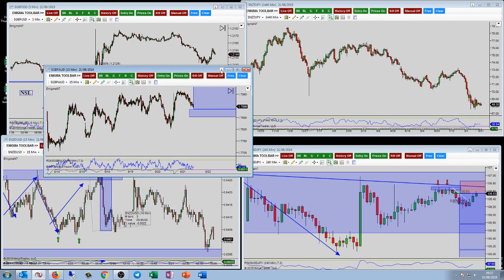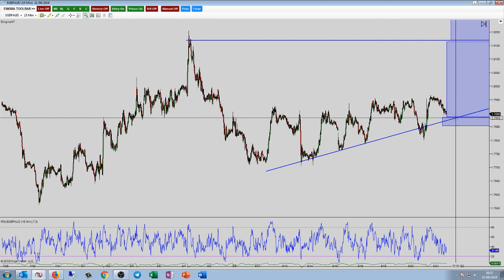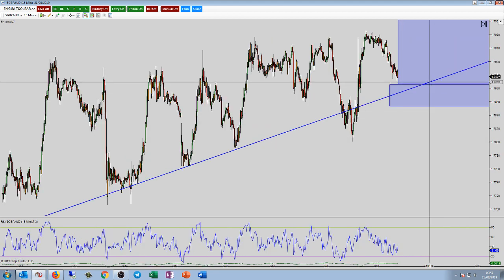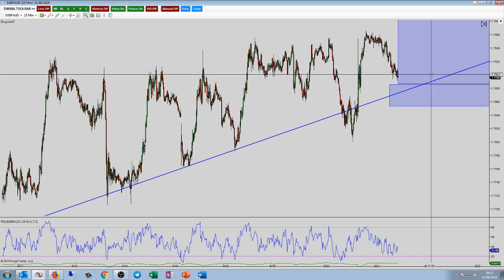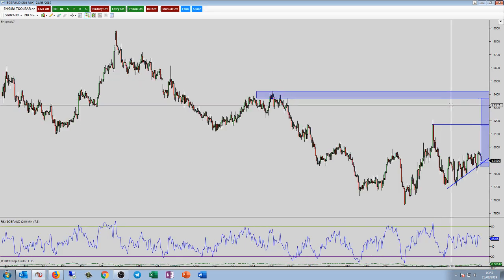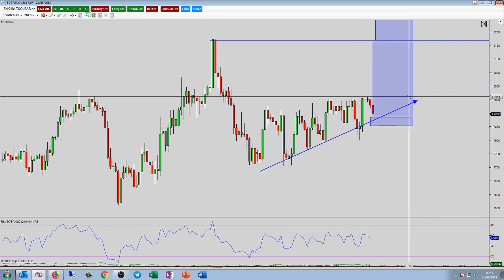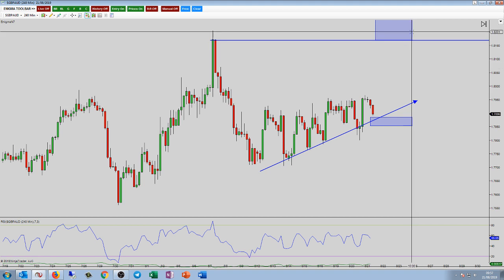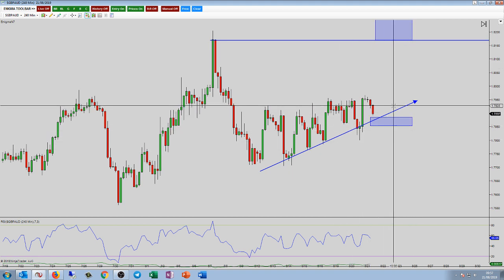Mikkel says at the 17900 psychological number. Yeah, we're currently there at the moment. It wouldn't be any form of entry for me if we go back to the 240. Then even though we're pushing lower, we haven't come down to test that trend line.